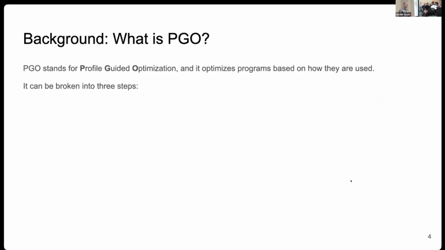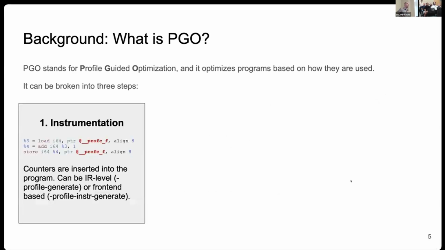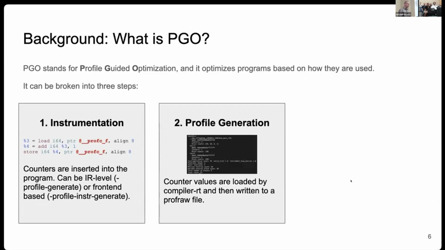So what is PGO? PGO stands for Profile Guided Optimization, and it's a process that involves the compiler optimizing a program based on how it's used. We can break this process down into 3 separate steps. The first step is instrumentation. This is the part where we create counters, and in those regions, we insert counters to the respective globals. This way, we can tell exactly how many times each region of code executed. Instrumentation can occur on either the front end or the LLVM IR level. The front end does instrumentation on the Clang AST, whereas the IR level happens later on the generated LLVM IR.